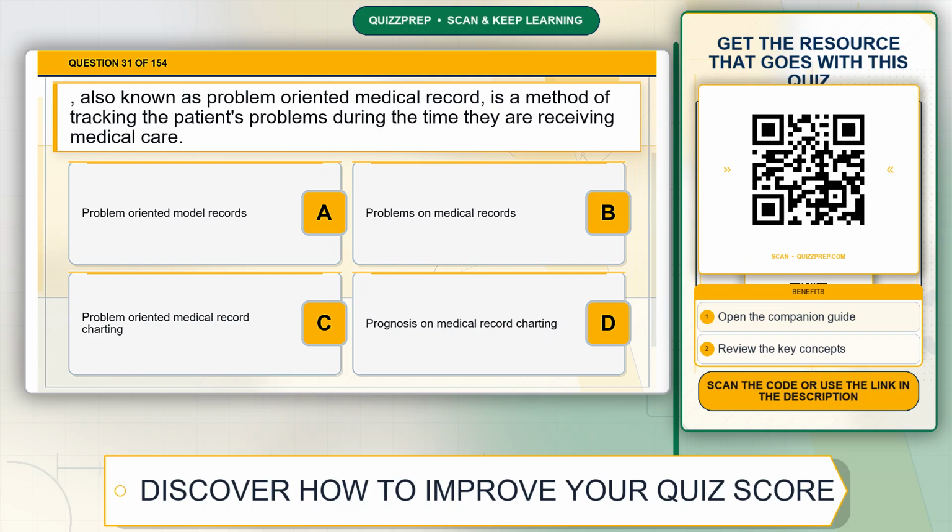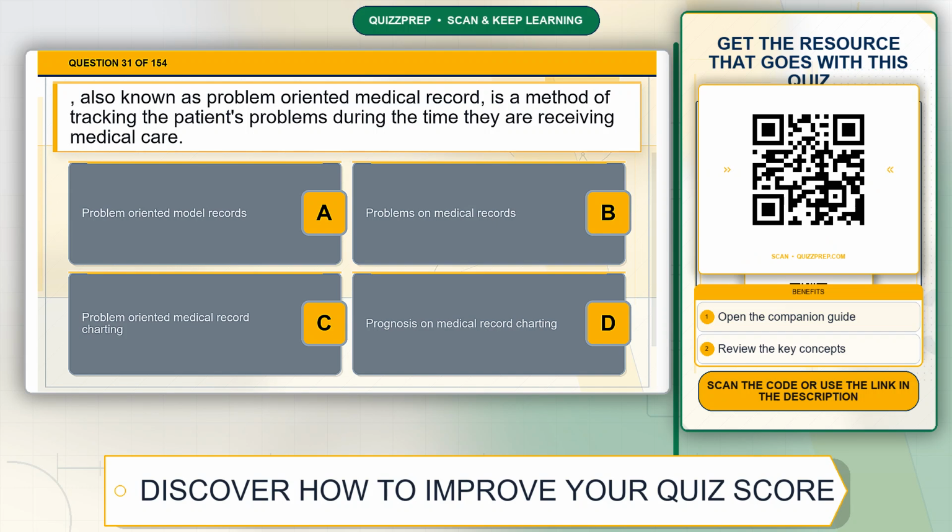Question 31. Also known as problem-oriented medical record, is a method of tracking the patient's problems during the time they are receiving medical care. Option A, problem-oriented model records. Option B, problems on medical records. Option C, problem-oriented medical record charting. Option D, prognosis on medical record charting.